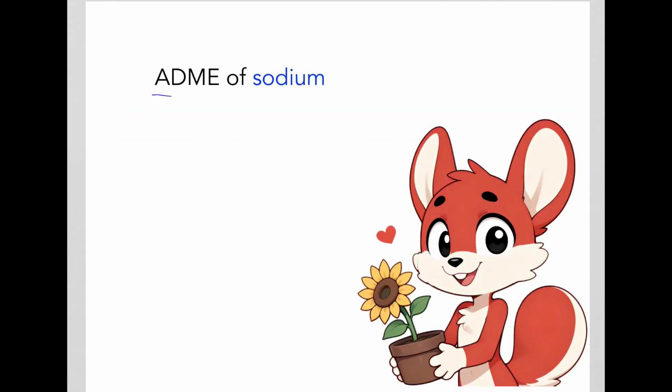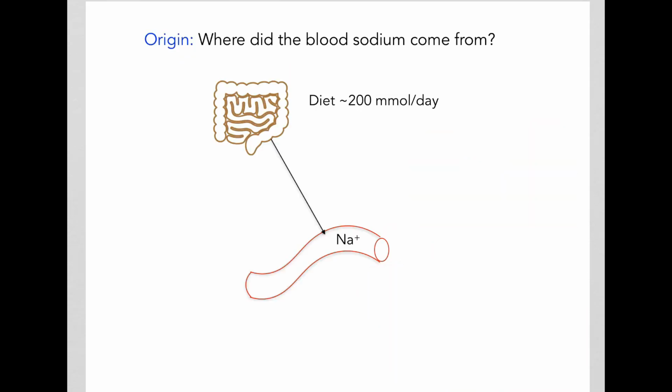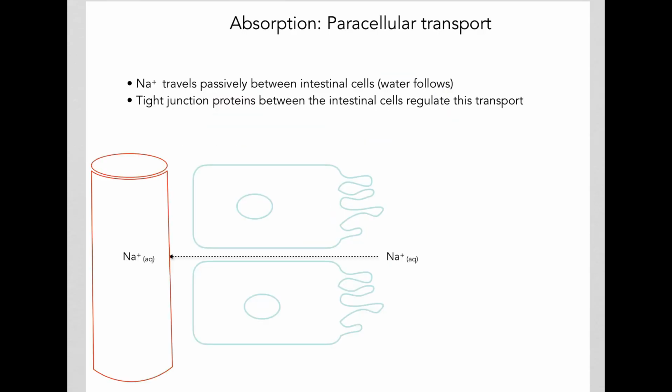So let's look at the life story of blood sodium, the ADME of sodium. Sodium is an element, so we do not make sodium, so it has to come from the diet. So the origin of sodium is from the diet, which means absorption in the GI tract, and from there it is absorbed into the bloodstream.